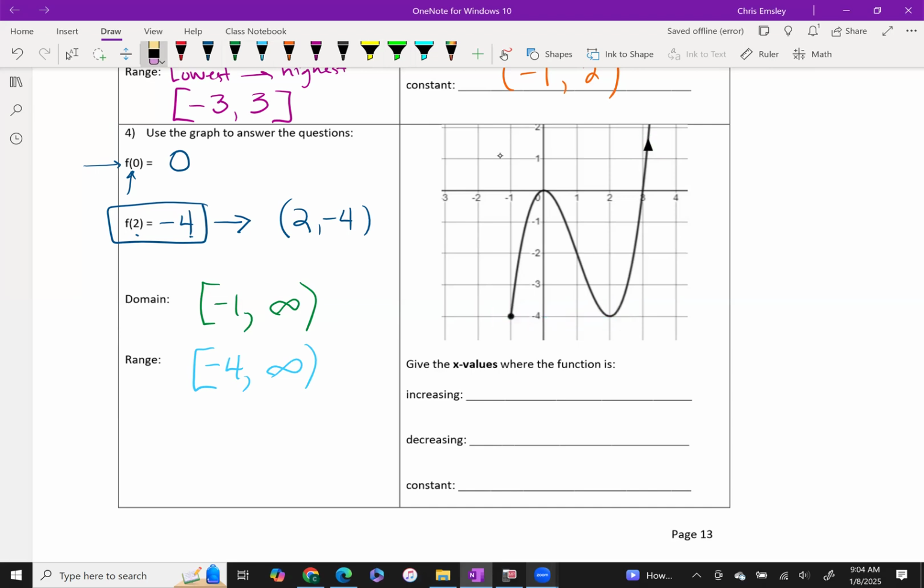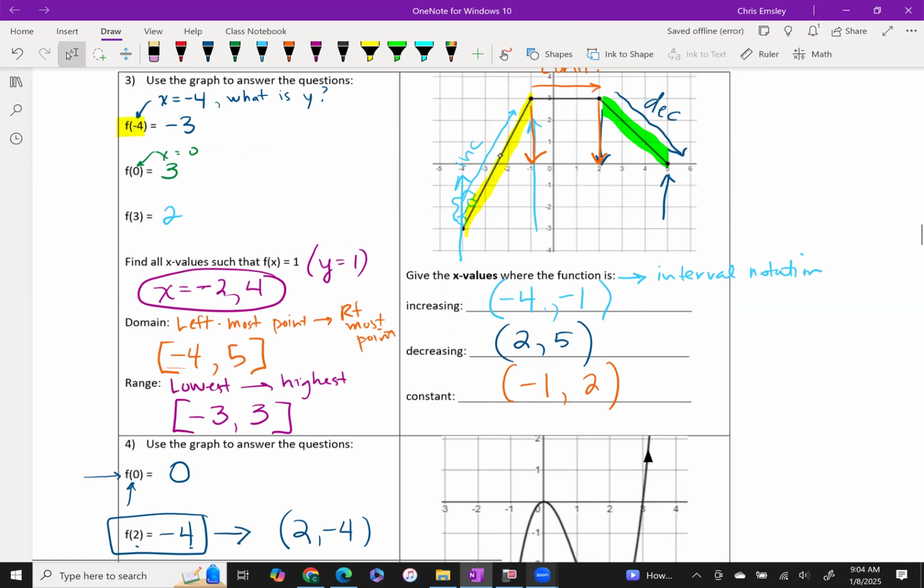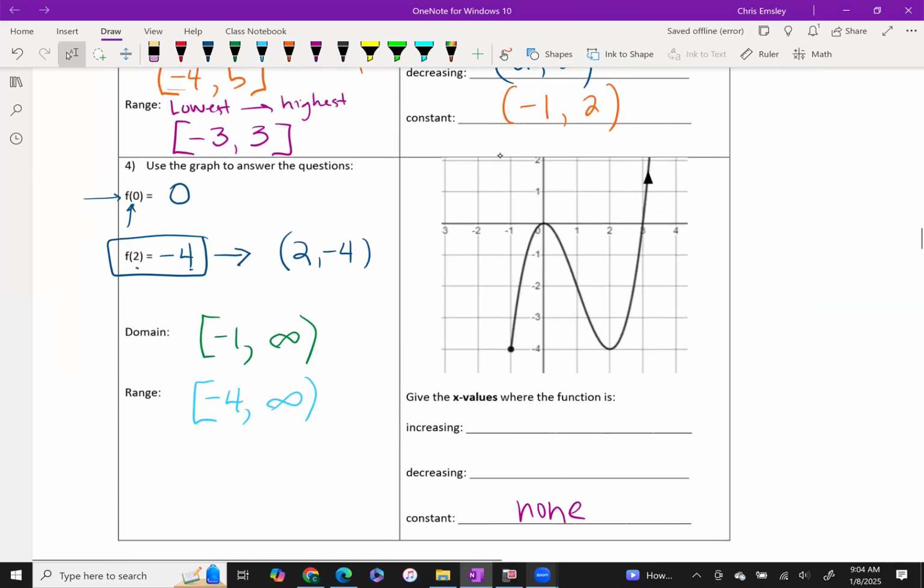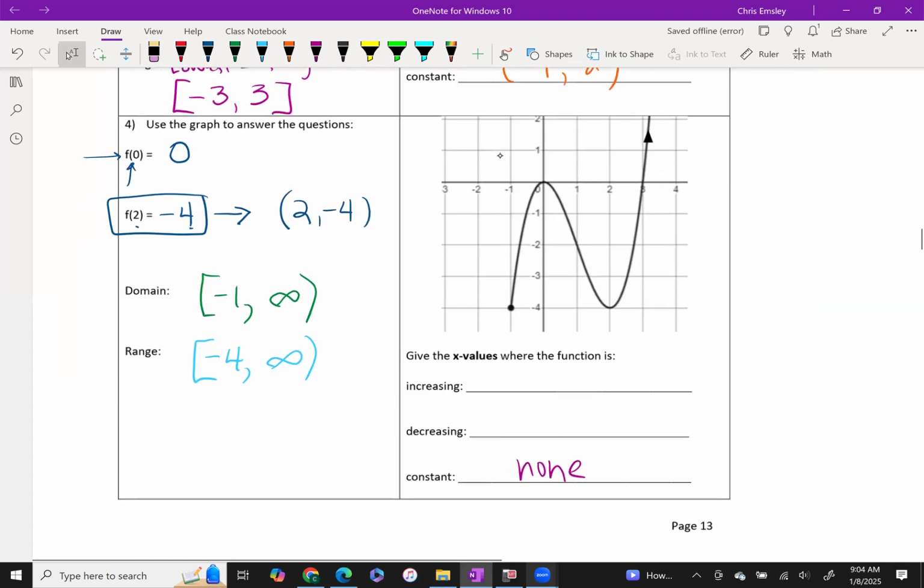Increasing, decreasing, and constant on this one. I'm going to give you a spoiler alert. There is no constant interval on this one. This one is going to be none, because unlike our last graph, we don't have a nice flat spot like we did in the middle there. This is all curvy. There's no flat spot, so there's no constant.